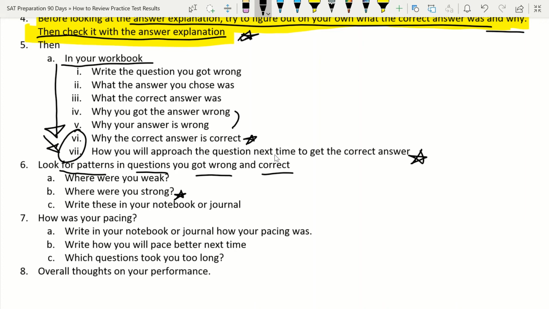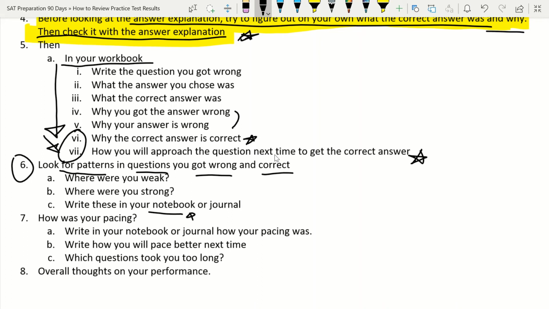So you're going to write the areas that you're weak and the areas that you're strong in your notebook, or, as I said in day 1, you could have a journal if you want. But if you don't have that, because I haven't really been directing you to use it, then you can just put it in your notebook. Either one's fine. So that's really what you're going to want to do for step 6, just looking for patterns where you're right, where you're wrong, where you're strong, and where you're weak.